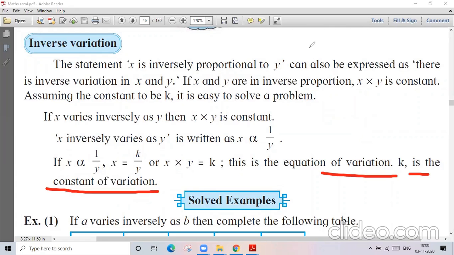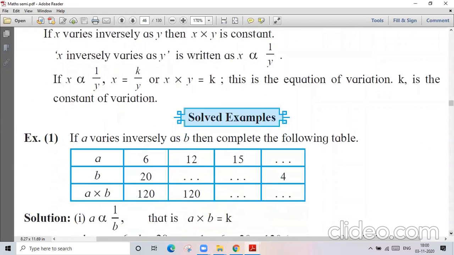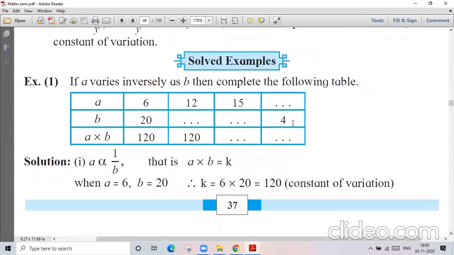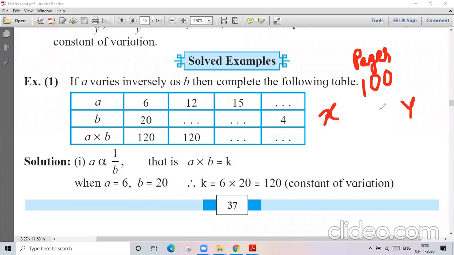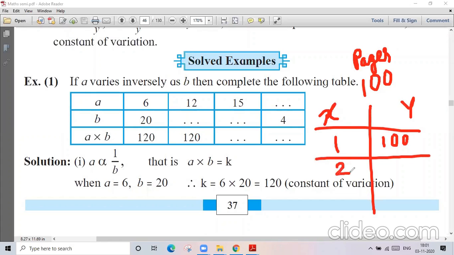The example is already given ahead, let us understand according to that example. It is very easy. I already gave you a simple example. Suppose I have a book of 100 pages. Number of pages read per day is x, and number of days required will be y. If I read one page per day, it will require 100 days to complete the book. If I read 2 pages per day, it will require 50 days. If I read 4 pages per day, it will require 25 days. If I read 5 pages, it will require 20 days.